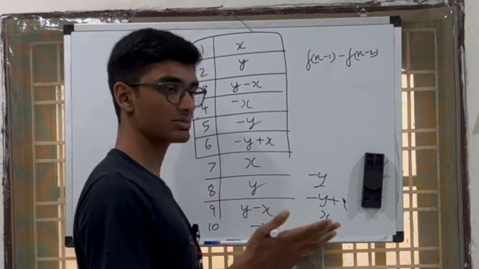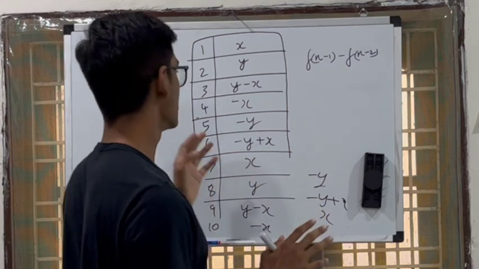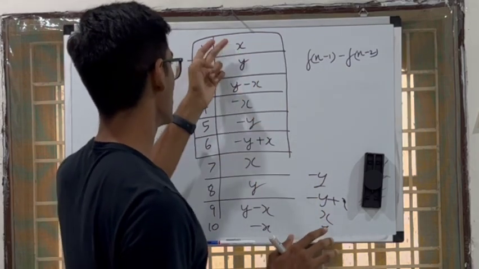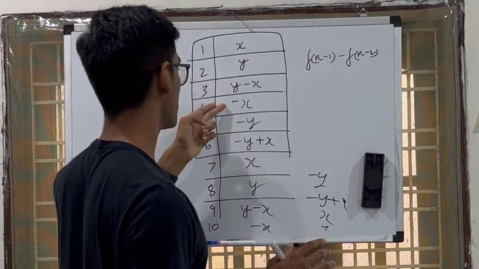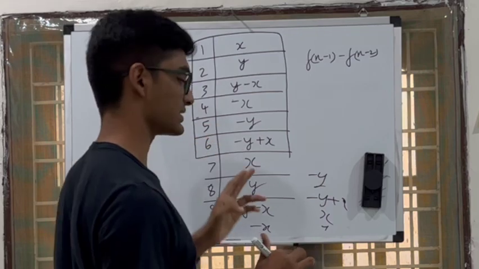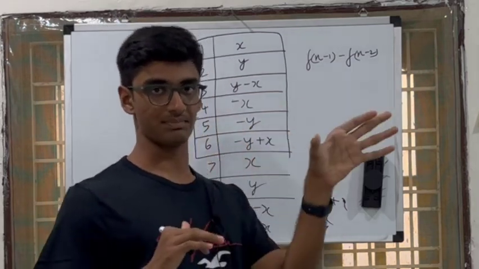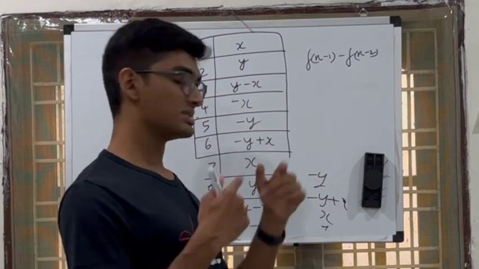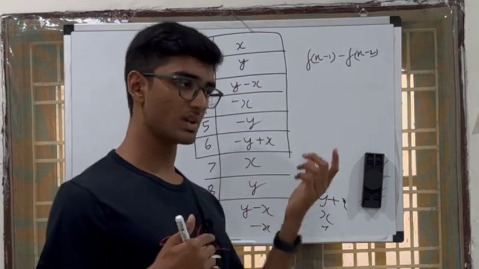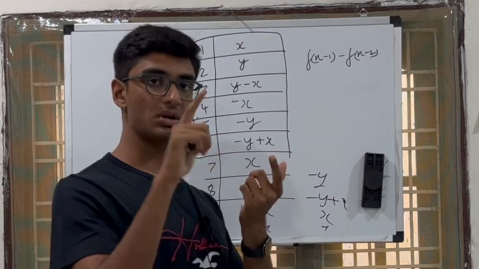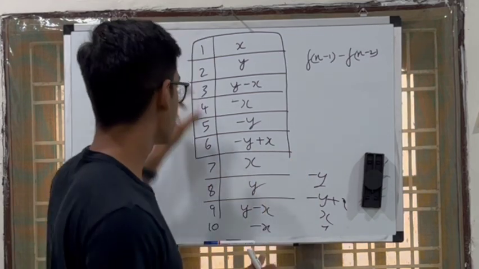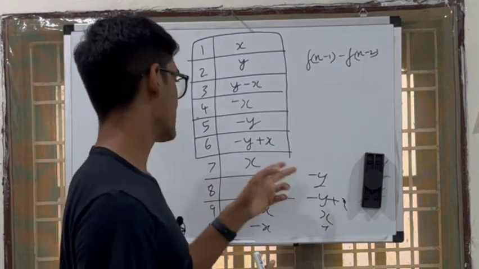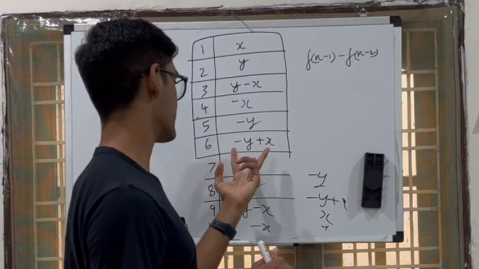But in that case, what you can do is, I'll tell you what. First, you store these in an array: x, y, y minus x, minus x, minus y, minus y plus x. Store these values in an array first. Now since these keep repeating, whatever number you get, you modulo it by 6 and you get to the same thing. 12 modulo 6 is again this same value, right?